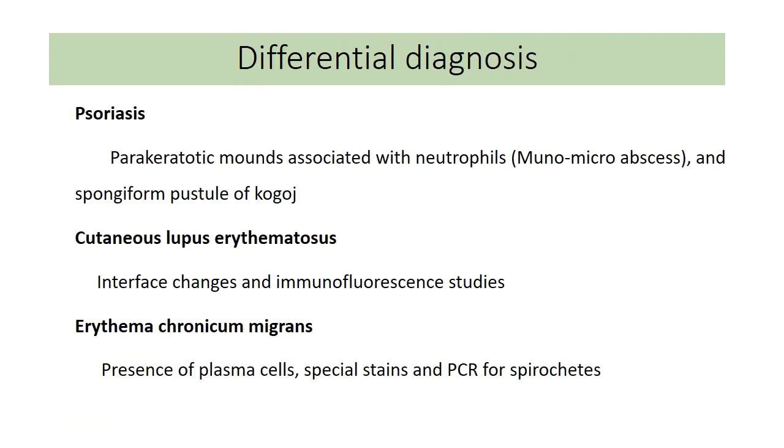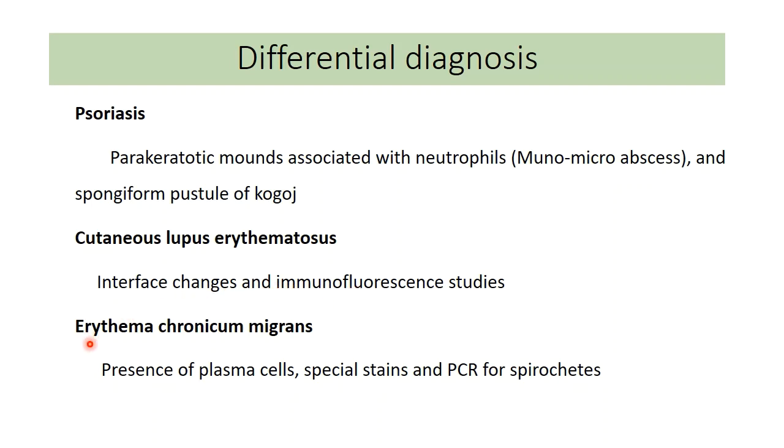So the differential diagnoses of this entity are psoriasis. It will be differentiated by the presence of parakeratotic mound associated with neutrophils. And the second entity is cutaneous lupus erythematosus. It will be differentiated by the presence of interface changes and positive direct immunofluorescent findings.